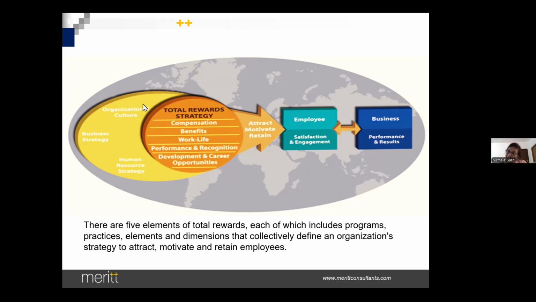And then in indirect or non-monetary, as we call it, we looked at protection programs, then paid time, then perquisites, and also services and recreation facilities, the benefits which organizations give in non-monetary form, right?